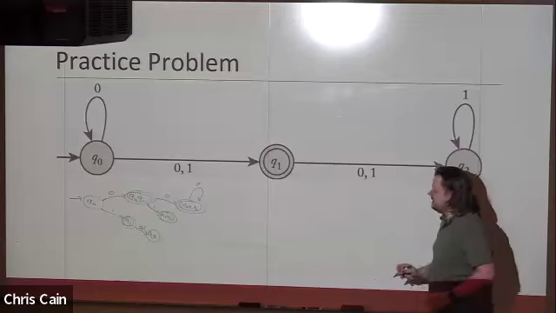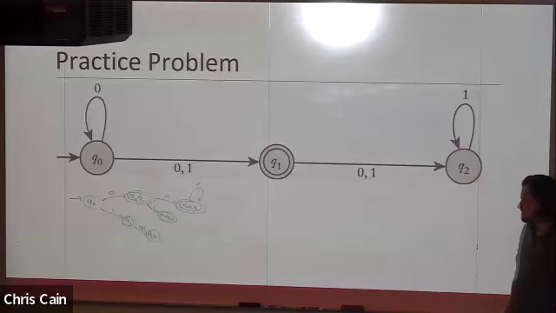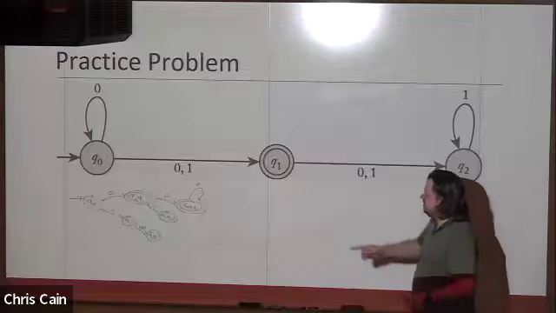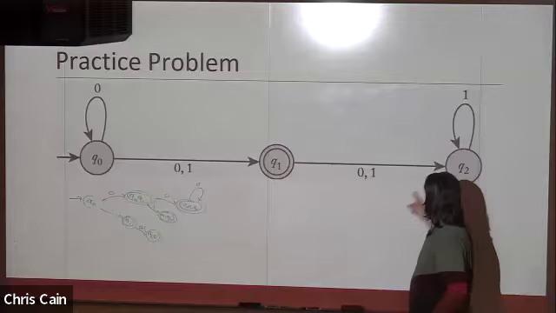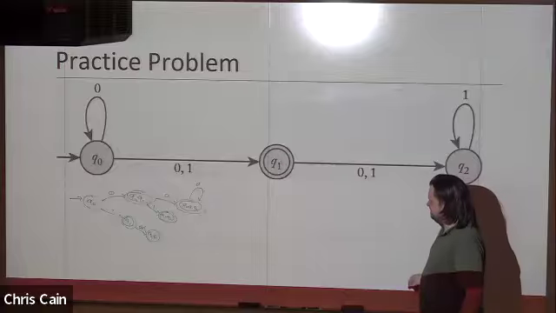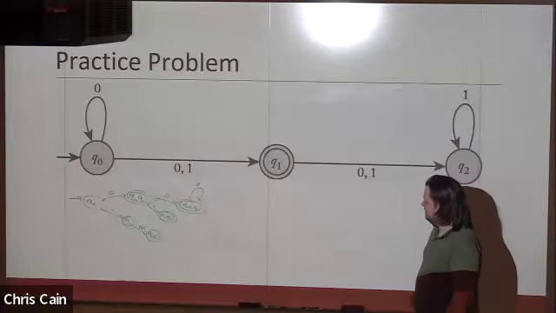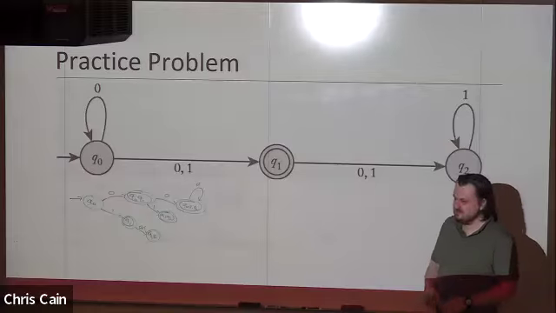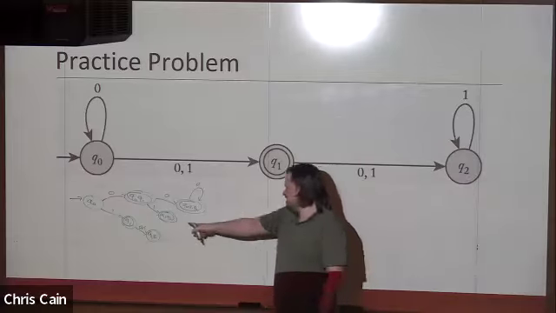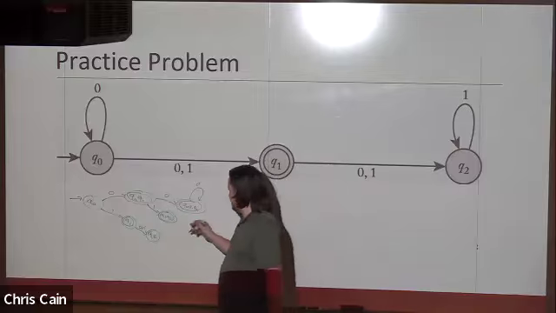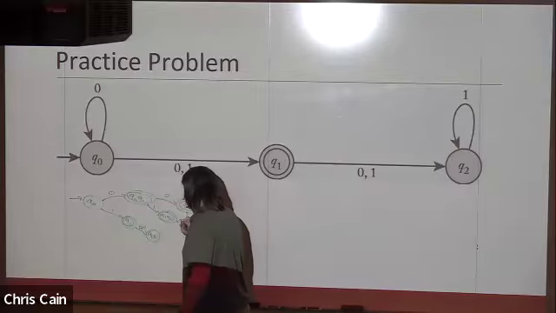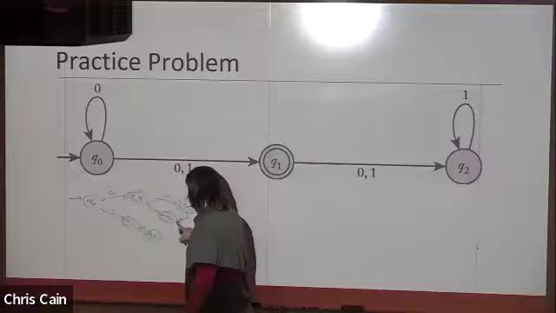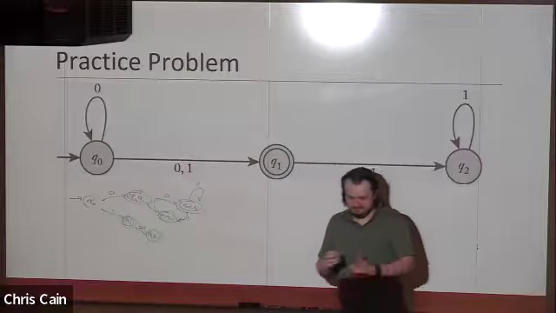How about on a 1? Q1, Q2. We can go from 0 to 1, and we can go from 1 to 2. We can't have any way of consuming a 1 and ending up in Q0. That does exist in our DFA. So we can add an edge on a 1 to go over to Q1, Q2.